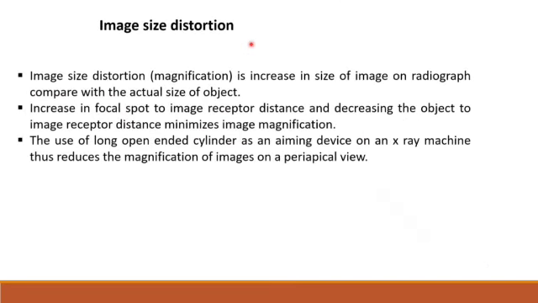Next is image size distortion. Image size distortion, that is magnification, is the increase in the size of the image on a radiograph compared with the actual size of the object. So increasing the focal spot to image receptor distance and decreasing the object to image receptor distance will minimize the image magnification. So the use of a long cone as an aiming device on an X-ray machine thus reduces the magnification of the image on the periapical view.